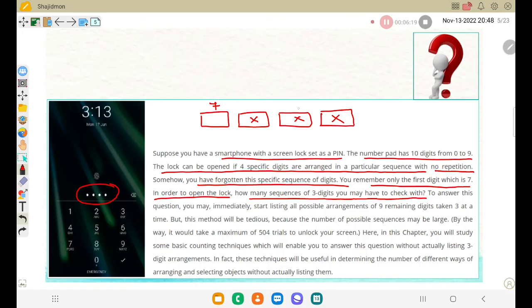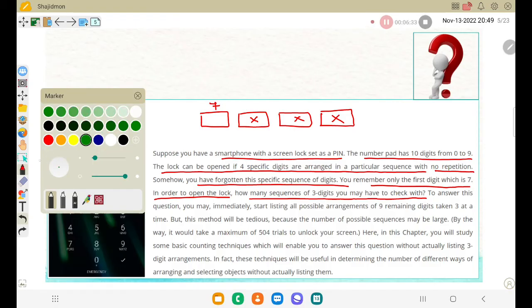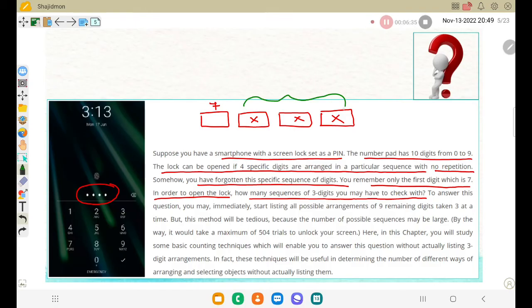If you try the options one by one, it will take a long time, because each column has many different possibilities. So it is not easy like that, correct? If you know the first digit, the remaining 3 digits actually give us 504 trials to unlock the screen. It is not easy to check one by one. If you are checking, there are 504 options, correct?